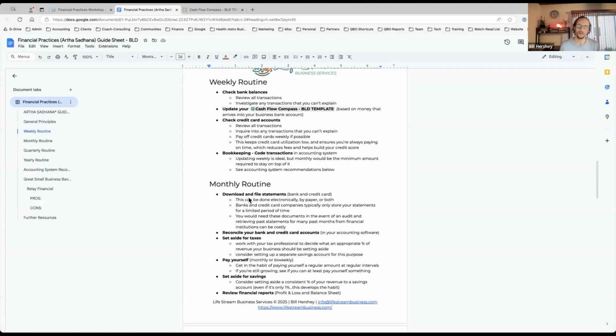If you're doing it every week, it allows you to catch something. What was that? That wasn't supposed to be charged, or dang it, I got double charged for that thing. If you can catch it quickly, you're a lot more likely to get a refund. You're a lot more likely to realize, oh, I shouldn't be paying for that app subscription anymore, I'm not using that anymore. So the key principle here is to investigate any transactions that you can't explain.